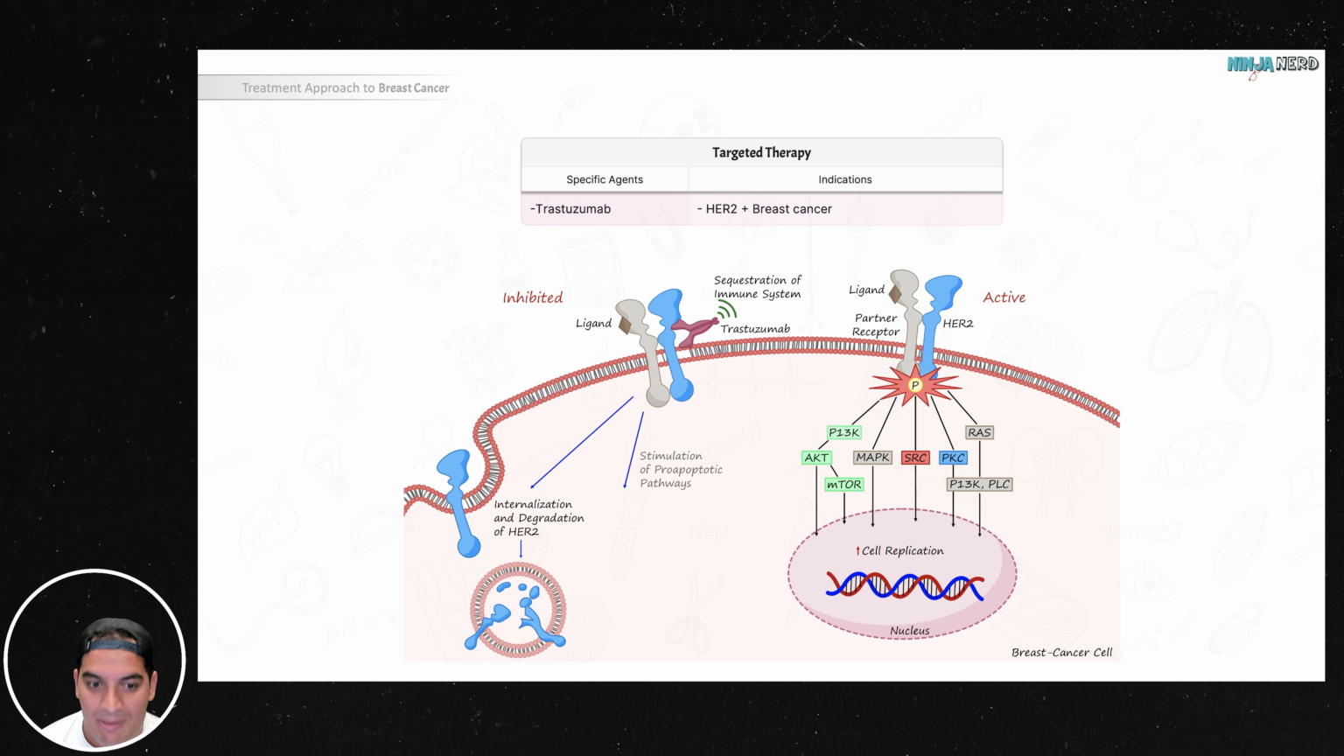You're also going to stimulate apoptotic pathways so that the cell can die. And then on top of that, you're also going to shut down the cell replication process so that that breast cancer cell stops continuing to grow. So you're either going to lower the receptors, kill the cell, or stop it from continuously replicating. That's the job of trastuzumab.